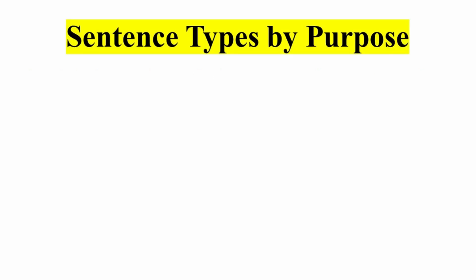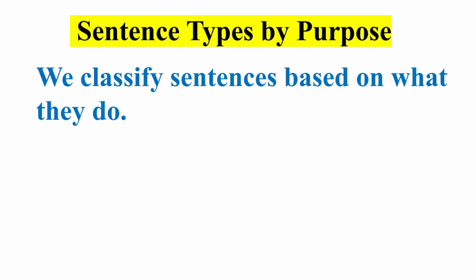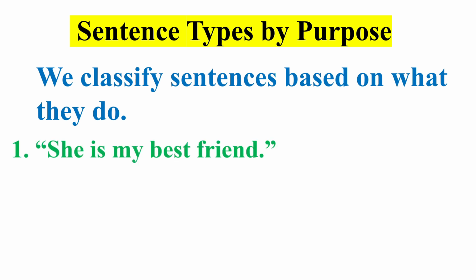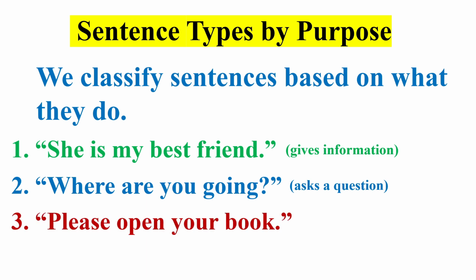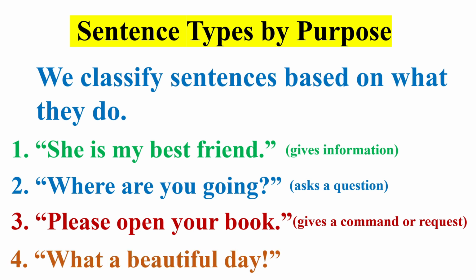So what does sentence types by purpose mean? It means classifying sentences based on what they do. Let's look at some examples. She is my best friend. It gives information. Where are you going? It asks a question. Please open your book. It gives a command or request. What a beautiful day! It shows strong feeling. So each sentence has a different purpose. I hope you understand this part clearly.